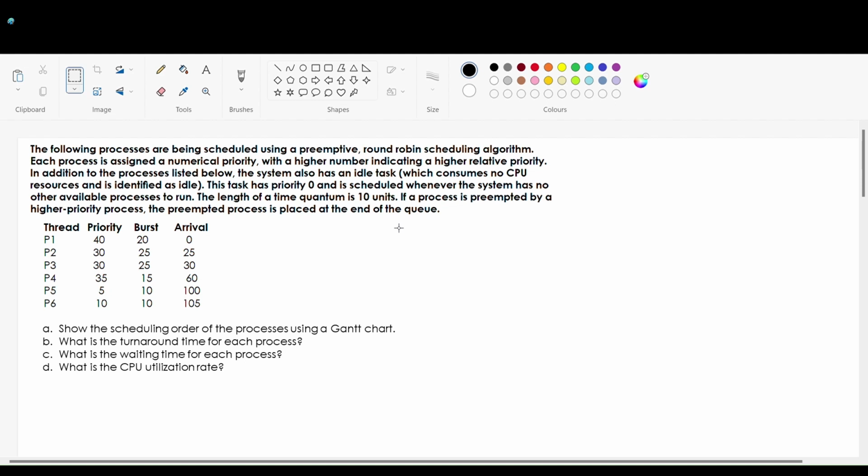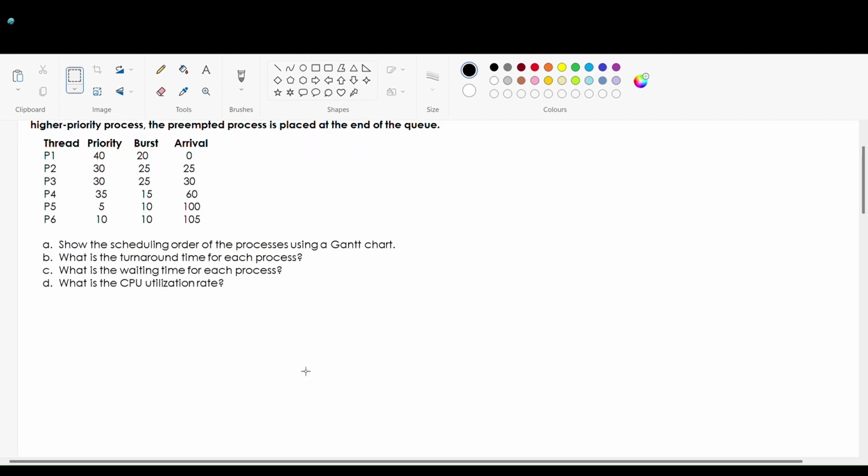Now these are the threads, that is, processes P1, P2, P3, P4, P5 and P6. These are the priority, burst time and arrival time. Now show the scheduling order of the processes using a Gantt chart. So prepare a Gantt chart and show the scheduling order. Now I will prepare the Gantt chart here. Which process will execute first?